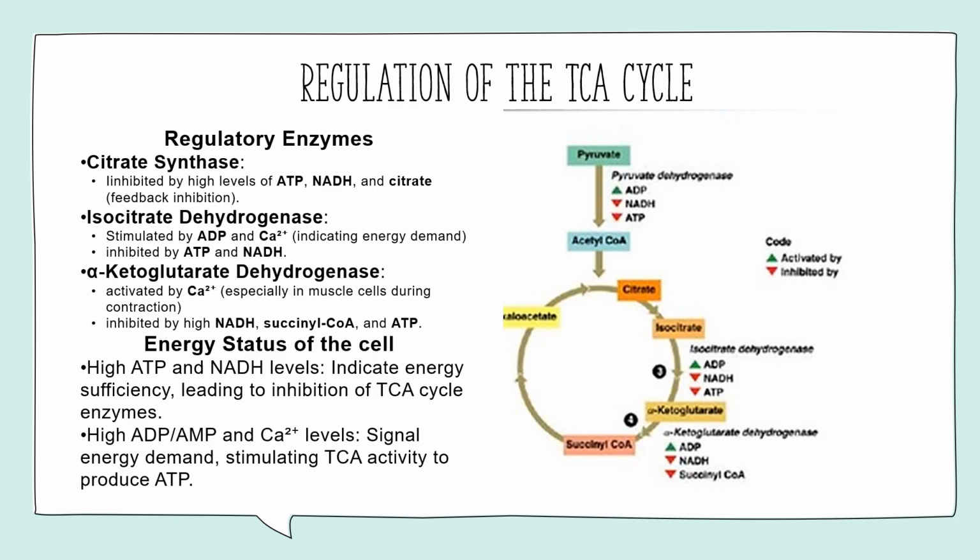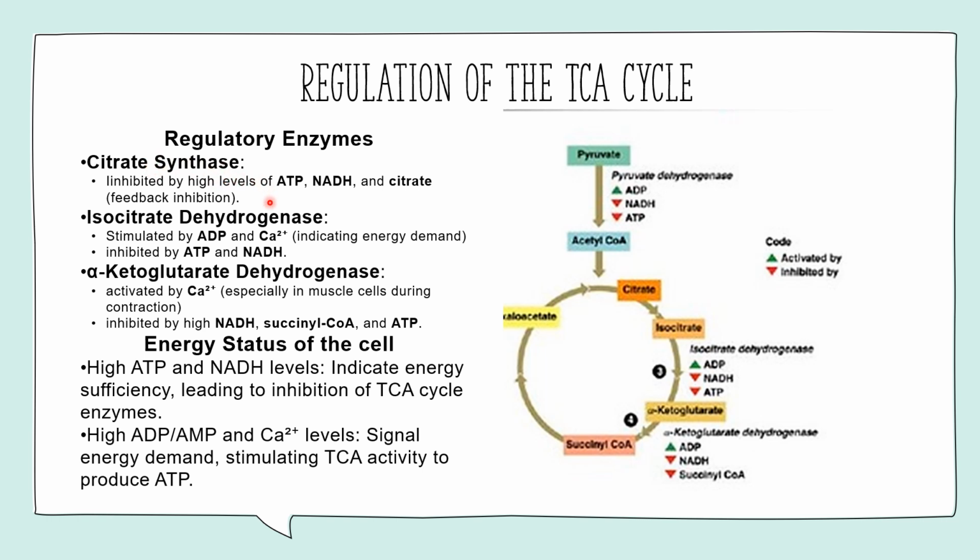So how is the TCA cycle regulated? Remember, the purpose of the TCA cycle is to provide the cell with energy in the presence of oxygen. So there are two phases of regulation where we have key enzymes of the TCA cycle regulated. One of the key enzymes is the citrate synthase enzyme, which was the first enzyme that condenses oxaloacetate with acetyl-CoA.